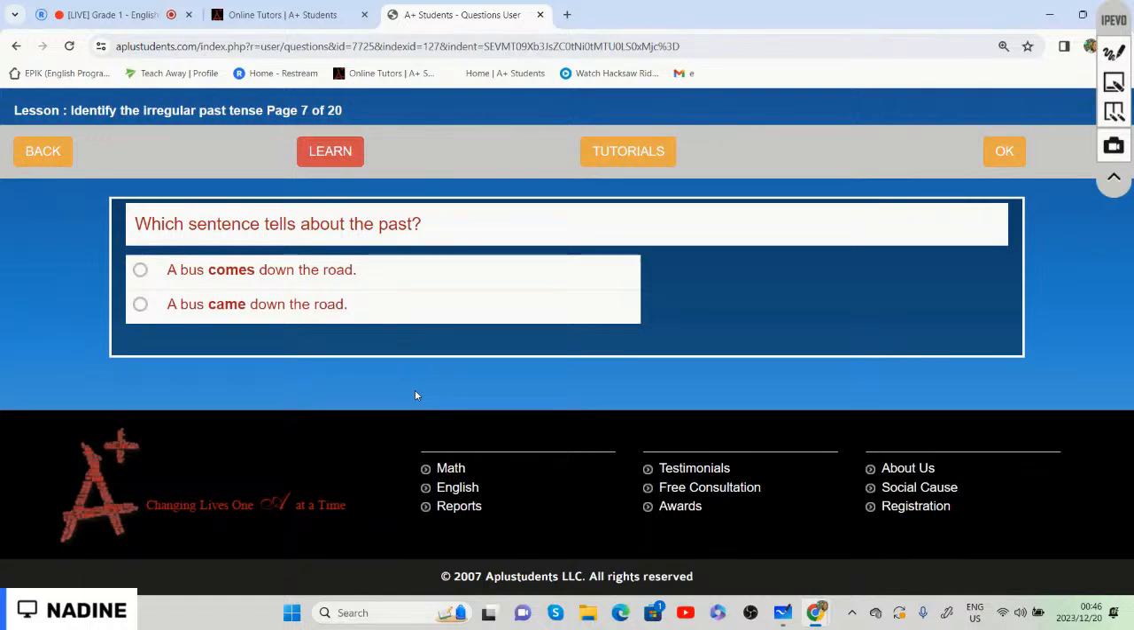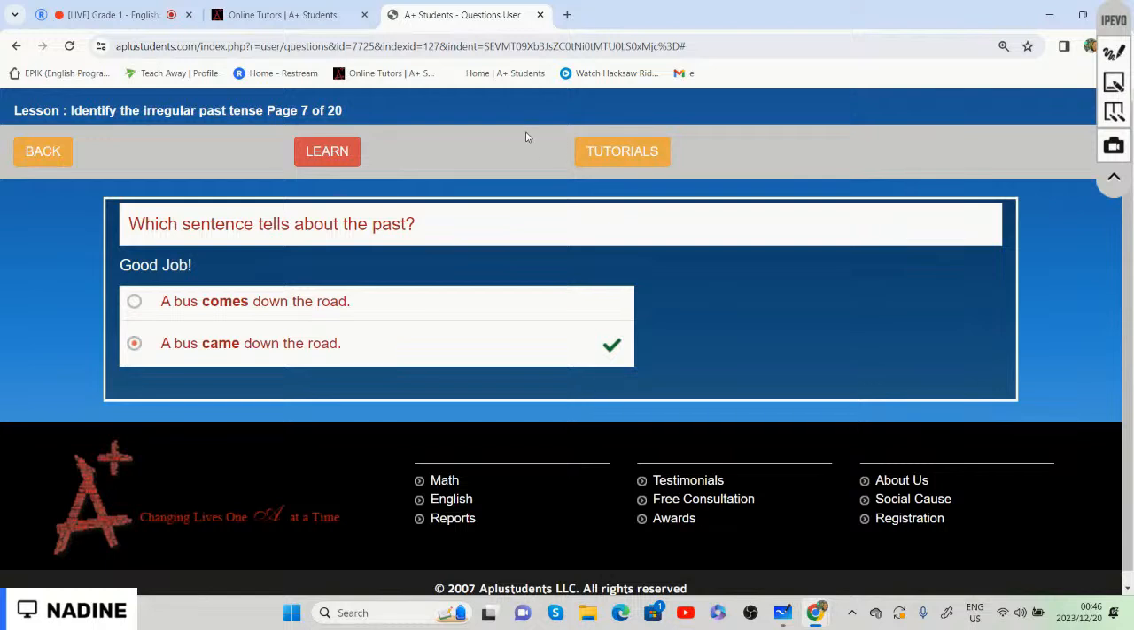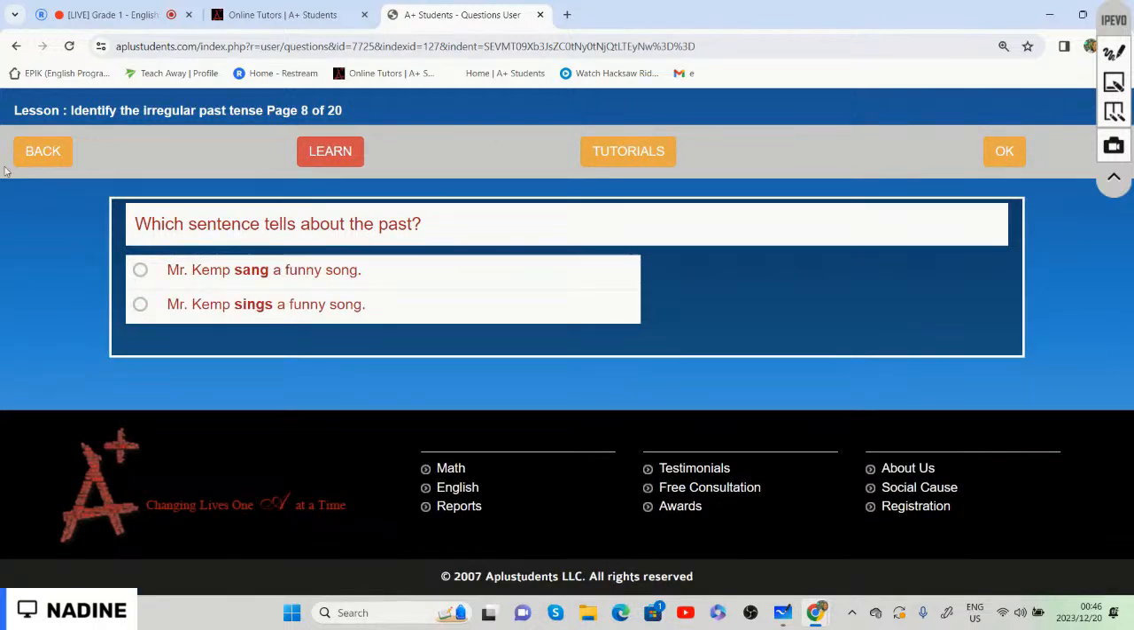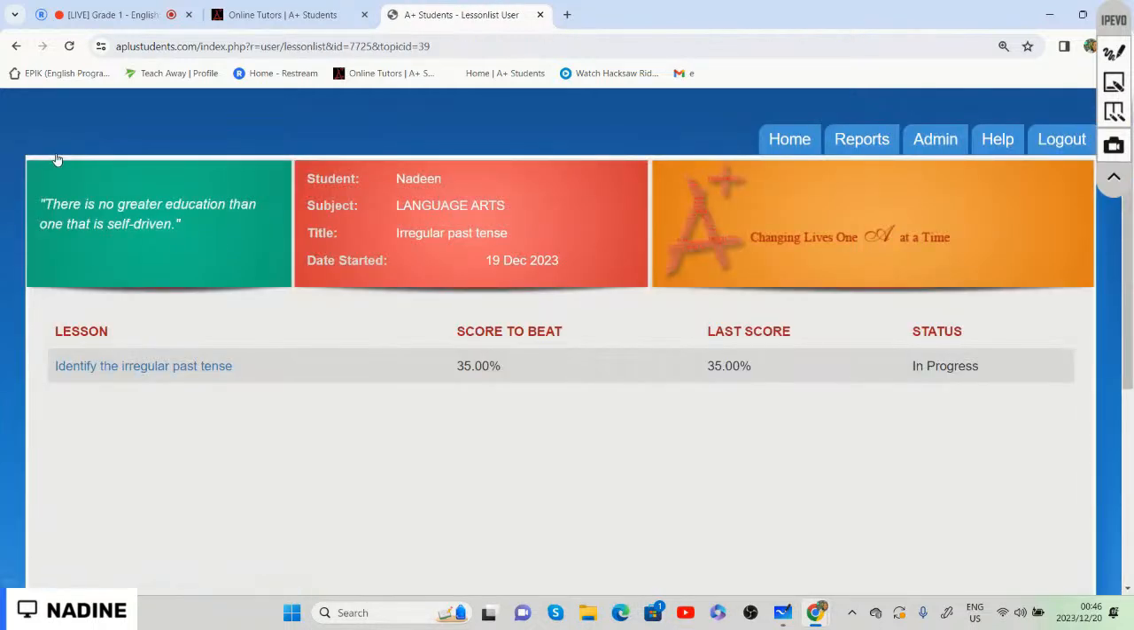And if we were to identify which sentence tells us about the past, we can say a bus came down the road. So the word came is the sentence that tells us about the past.